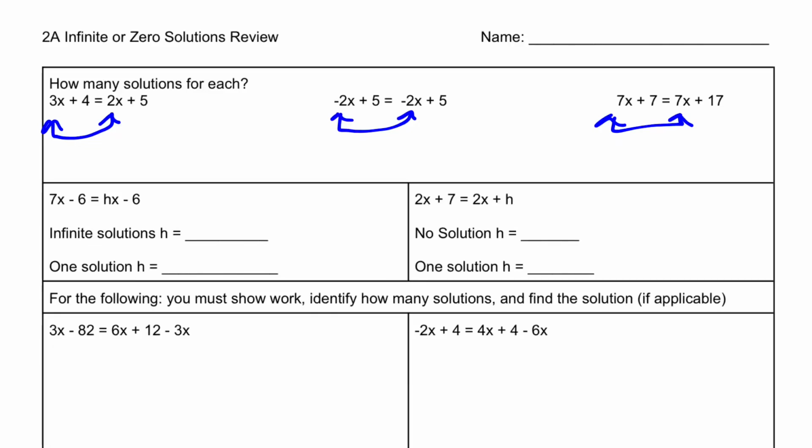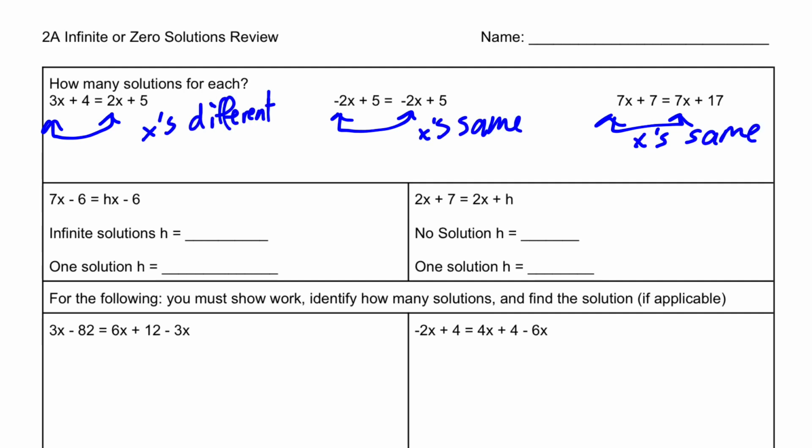To find out how many solutions exist for each of these equations, let's start by looking at the x's. Here on the left, 3x and 2x are different, and the middle and the right are both the same: negative 2x and negative 2x, 7x and 7x. So for 3x plus 4 is equal to 2x plus 5, we can jump straight to one solution because the x's are different. It doesn't matter about the constants.